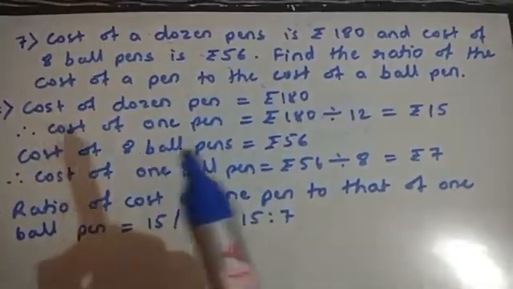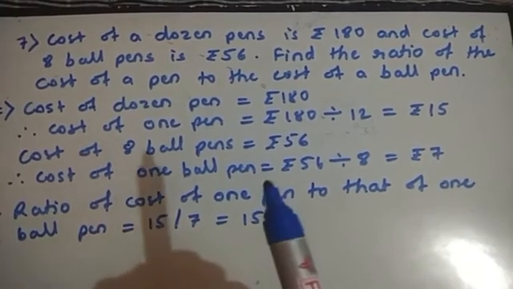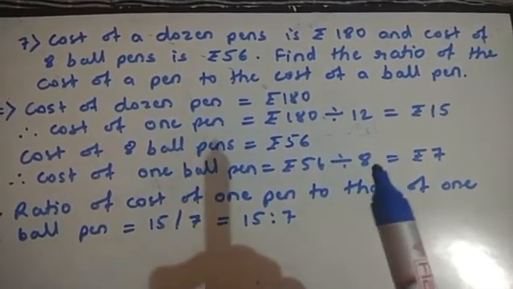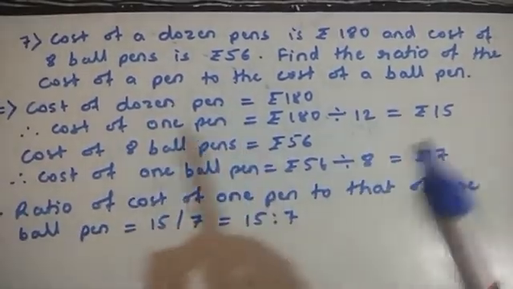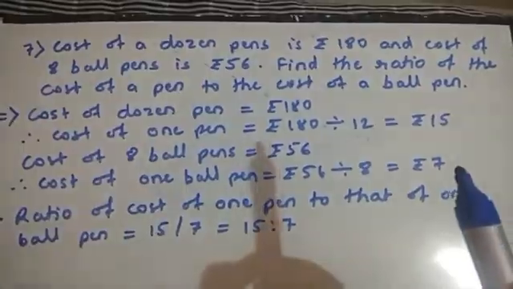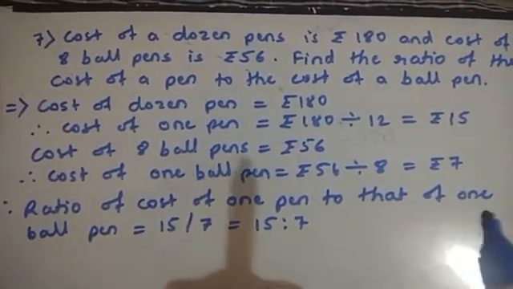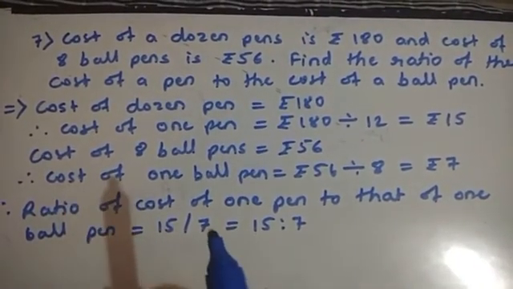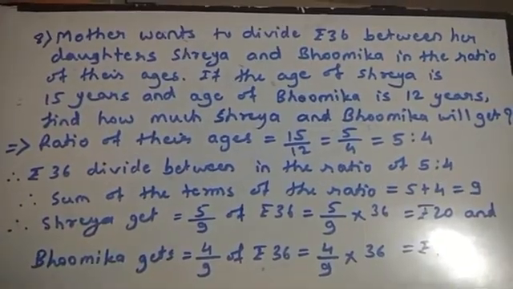And cost of 8 ball pens is given as ₹56. Therefore cost of 1 ball pen is ₹56 upon 8, that is ₹7. Now we have cost of 1 pen, that is ₹15, and cost of 1 ball pen, that is ₹7. Therefore the ratio of cost of 1 pen to that of 1 ball pen is equal to 15 upon 7, that is 15:7.